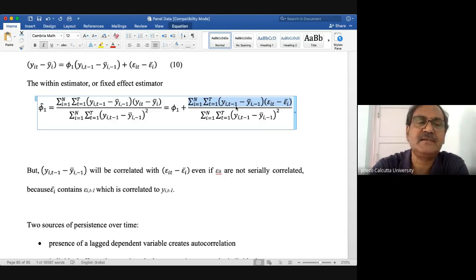And because of this reason, expected value of phi 1 hat will not equal to phi 1. That is, phi 1 hat is not unbiased estimator of phi 1. Similarly, if you take the probability limit of phi 1 hat, you can say that the probability limit of phi 1 hat is not equal to phi 1 because of non-zero part of the second part.